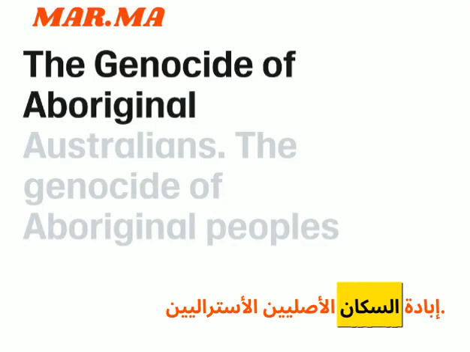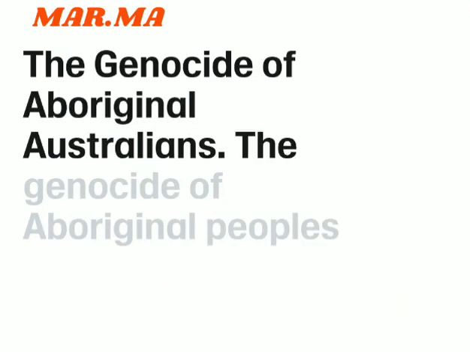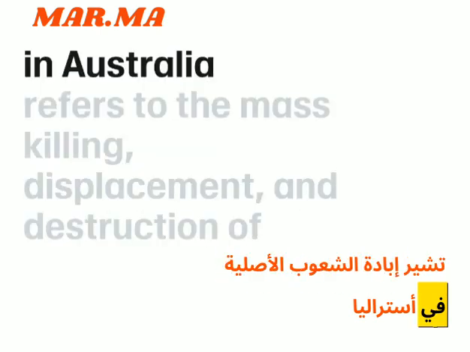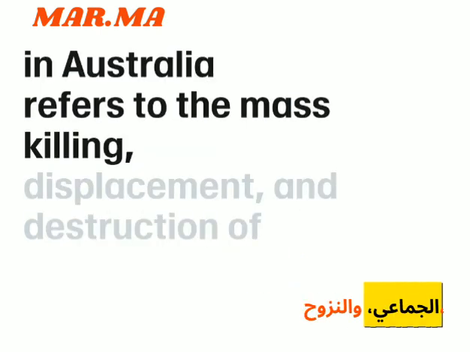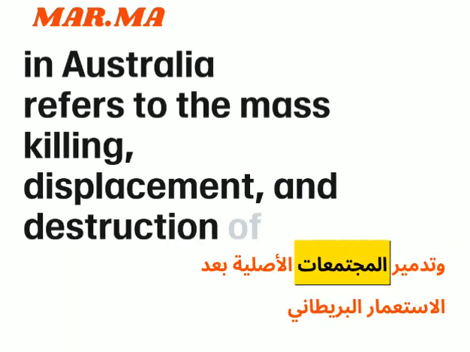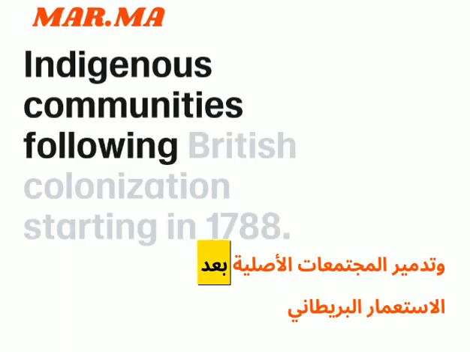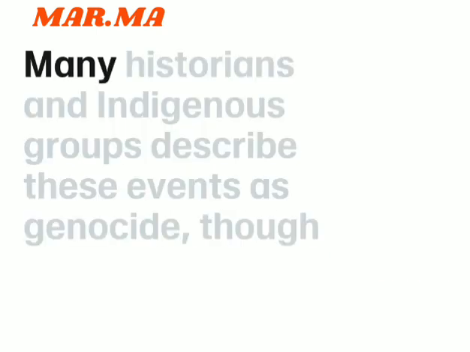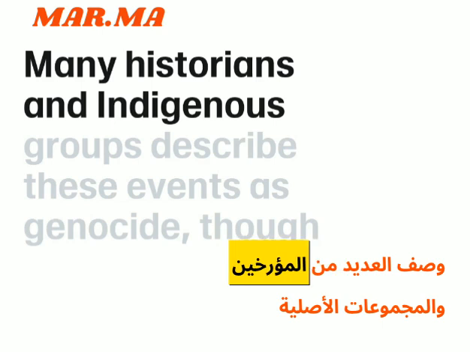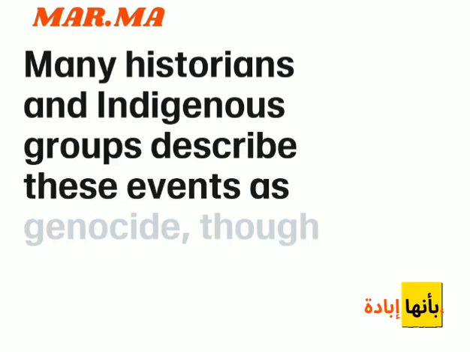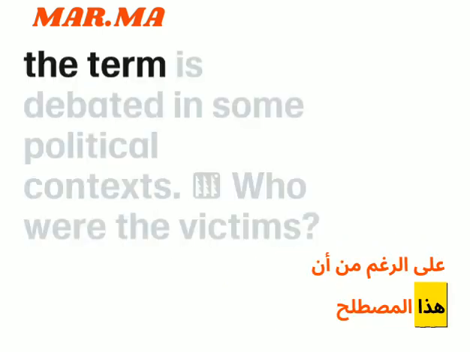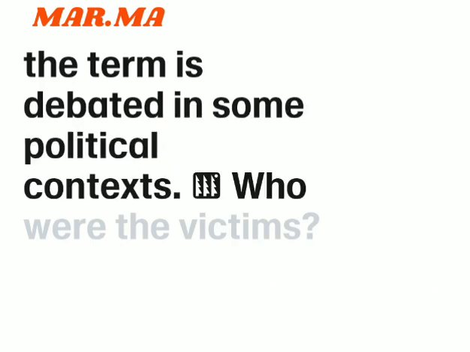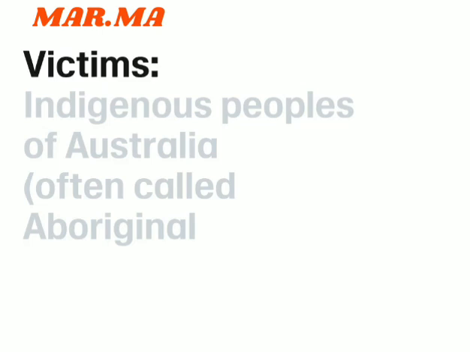The genocide of Aboriginal Australians. The genocide of Aboriginal peoples in Australia refers to the mass killing, displacement, and destruction of Indigenous communities following British colonization starting in 1788. Many historians and Indigenous groups describe these events as genocide, though the term is debated in some political contexts.